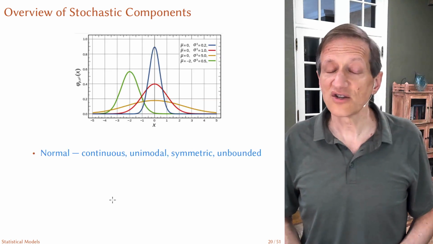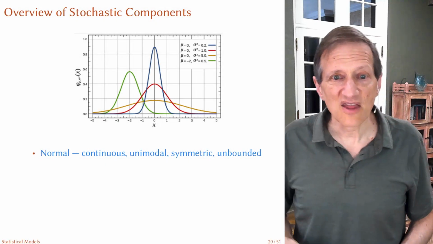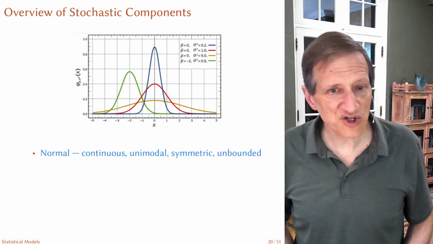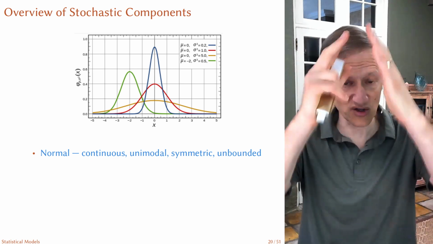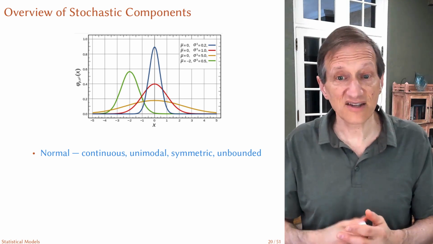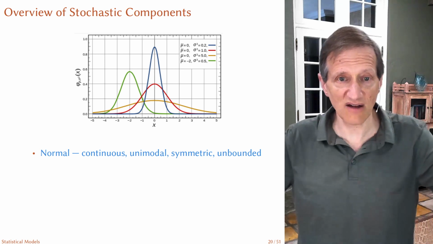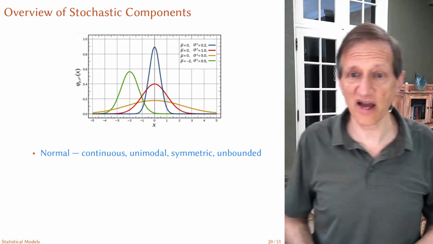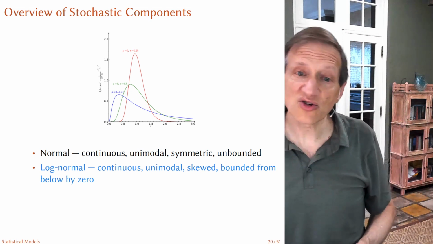So here are some normal distributions. The normal distribution is continuous and it's unimodal, right? There's only one mode. It's symmetric between the left and the right, and it's unbounded, which means it covers the whole number line. We can switch and look at the log normal distribution.